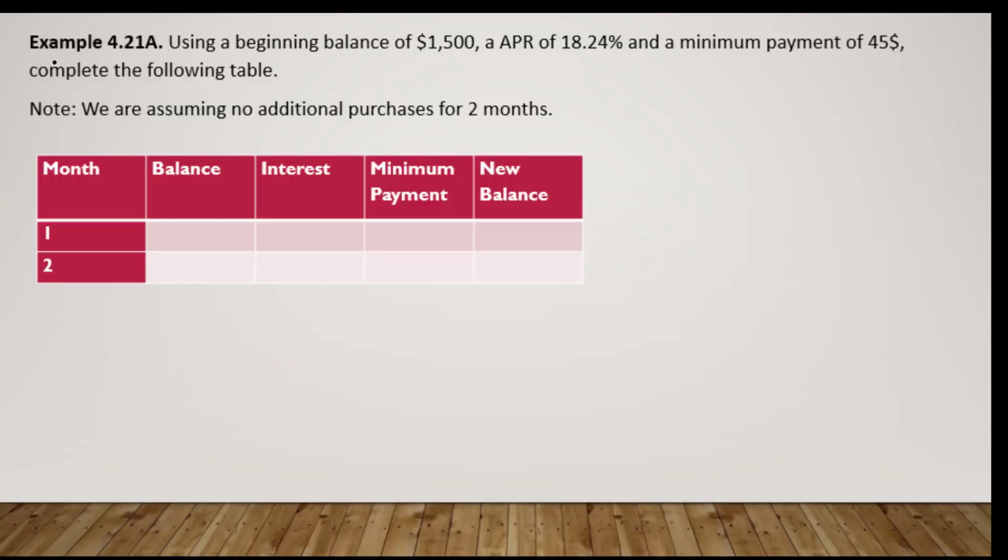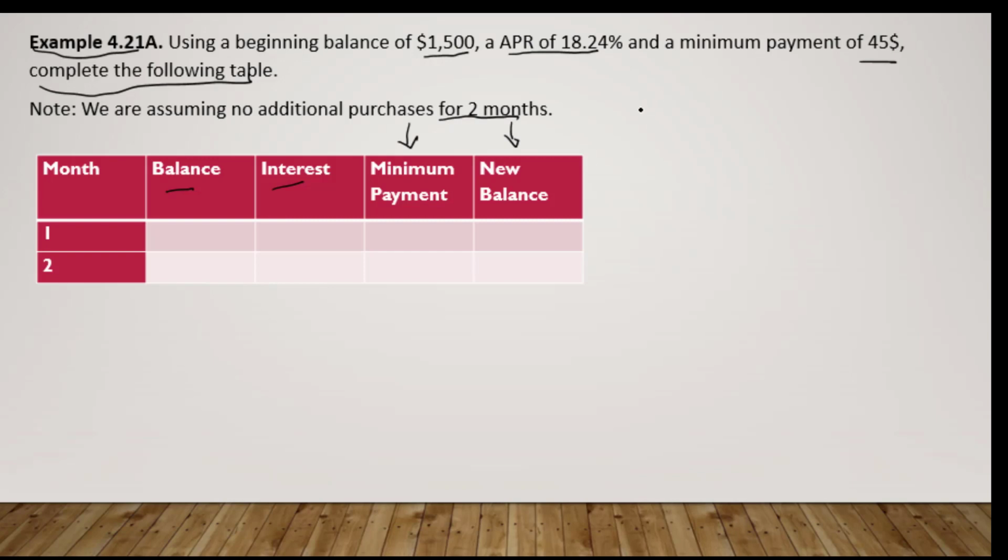So we only have two more examples left, okay? So using a beginning balance of $1,500 and an APR of 18.24% and a minimum payment of $45, complete the following table. Now here we're assuming that you owe the $1,500 for a month, and so you're going to pay the interest on the balance, and then you're going to make a minimum payment, and then you're going to get a new balance. So we're going to do this for 2 months.